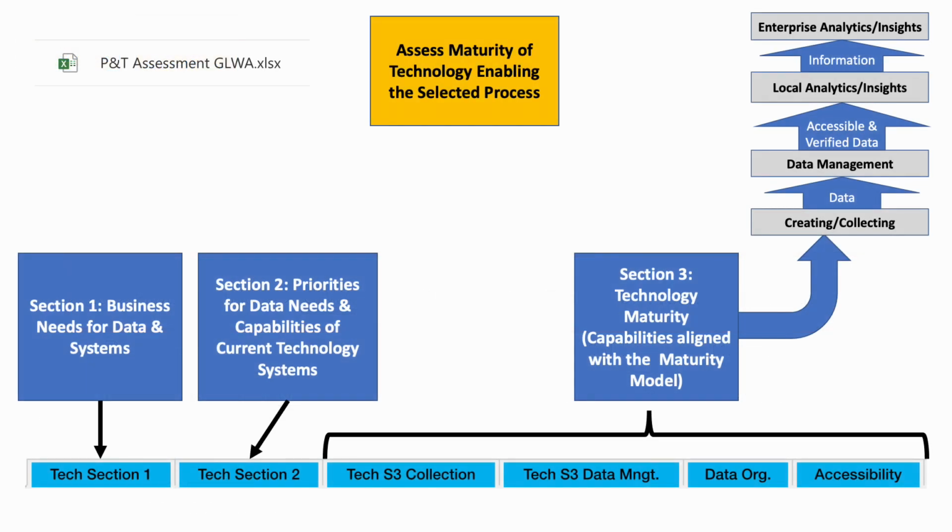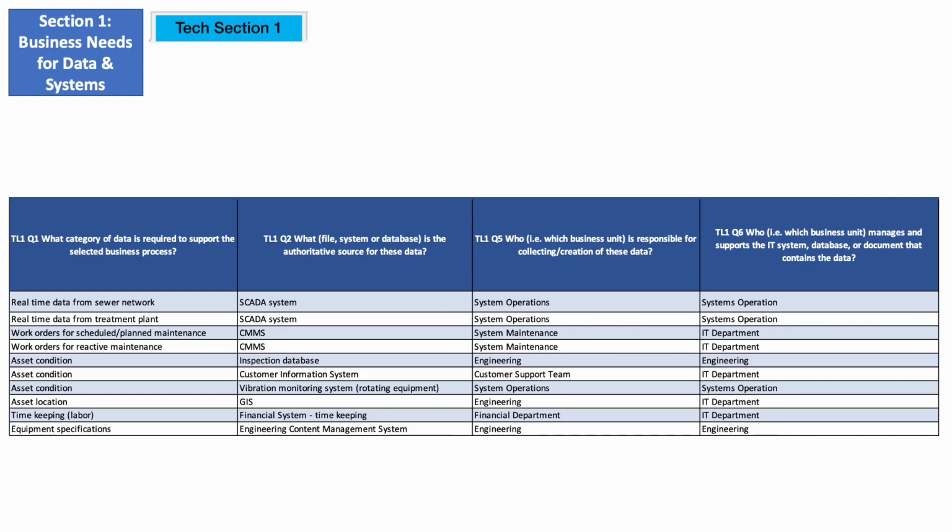Technology maturity assessment includes 6 worksheets. They are marked with light blue background and they're organized in 3 sections. Section 1 worksheet is used to identify the data and the systems that are required to meet the business needs for the selected process. This section includes 4 columns. Fields have been populated in the table just as an example of what this table might look like.